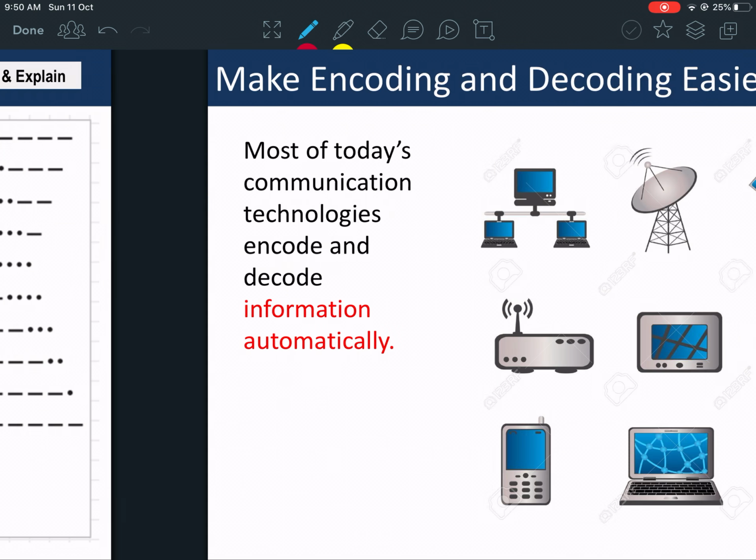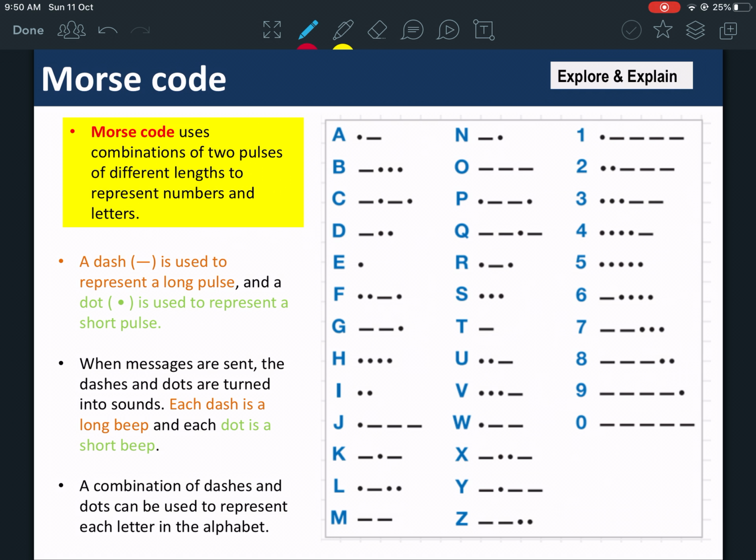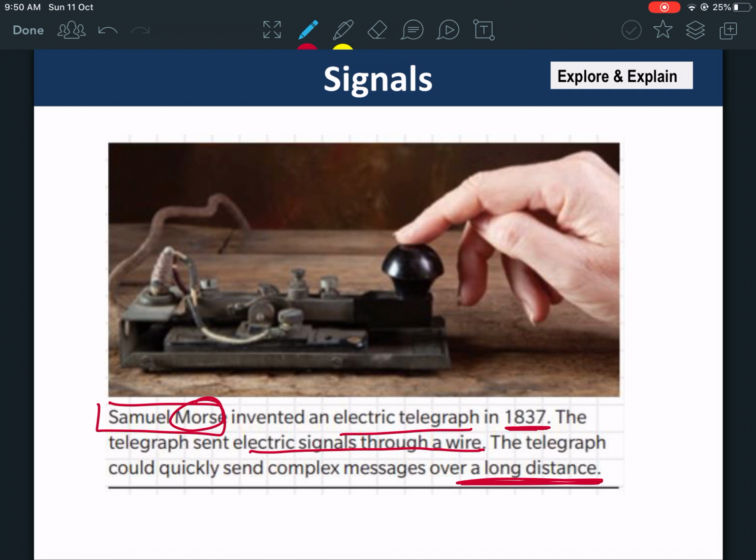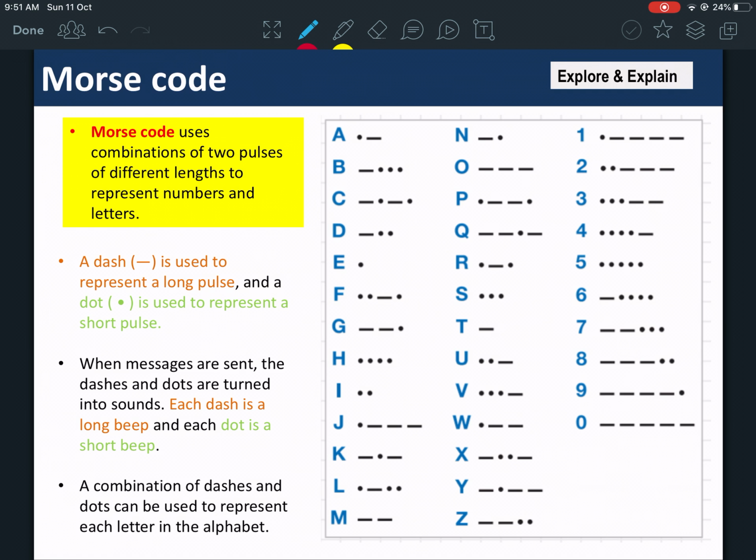Now, this is Morse code. It uses a combination of pulses. Morse code was invented by Samuel Morse using the electric telegraph, which is this device over here, back in 1837. Morse code uses a combination of two pulses. If you can see here, the long pulse and the short pulse: long, short, long, short.